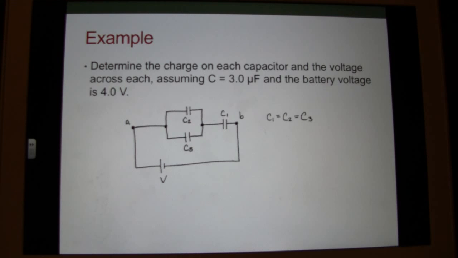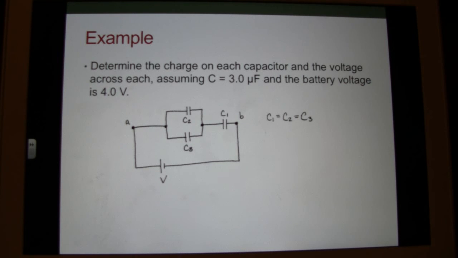Just as we combine series and parallel resistors in combination circuits, we can combine series and parallel capacitors. Let's try an example. In this example, capacitor 1 is in series with capacitor 2 and capacitor 3, which are parallel to each other. The question is, determine the charge on each capacitor and the voltage across each if the capacitance is the same for each at 3 microfarads, and the battery voltage is 4 volts.